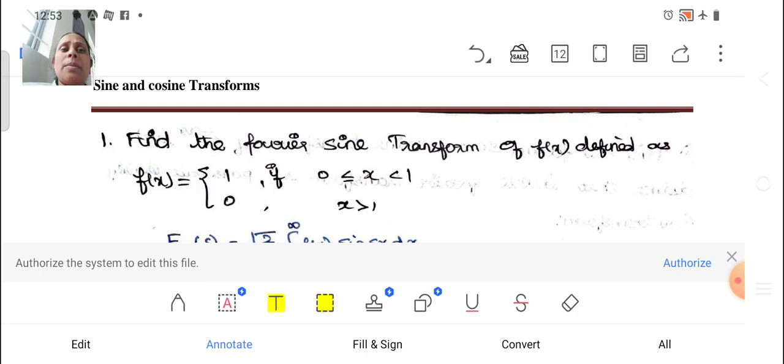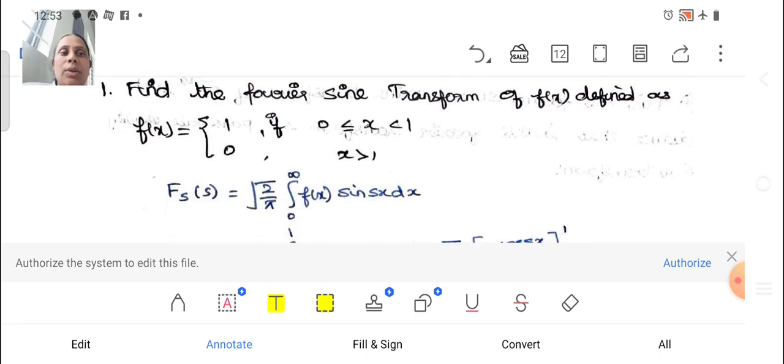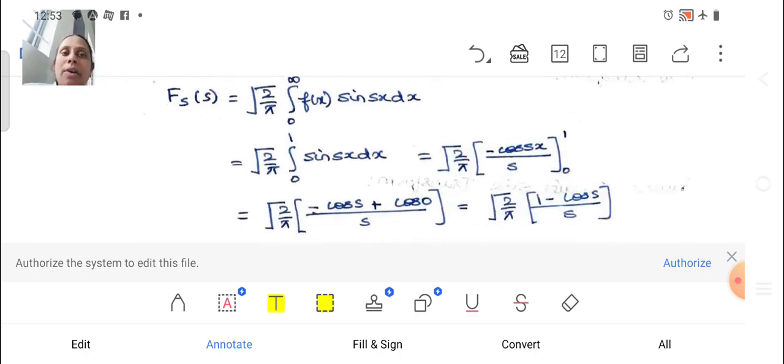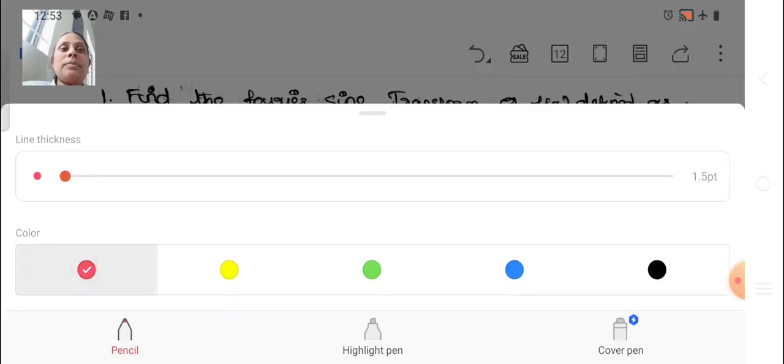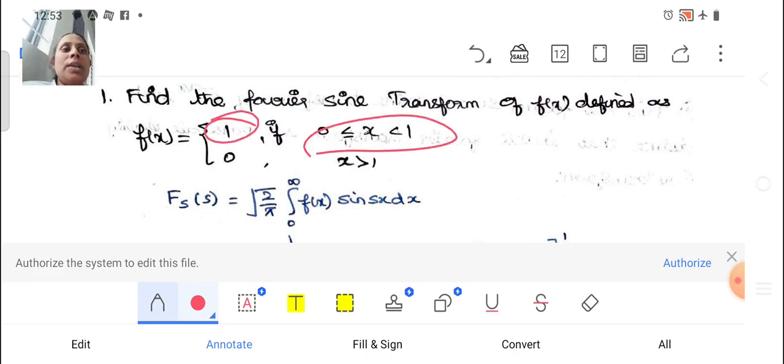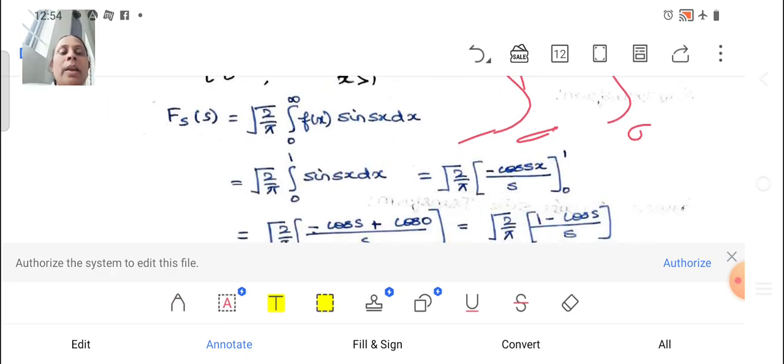Next we see some basic problems on the Fourier sine and cosine transforms. Find the Fourier sine transform of f of x, defined as f of x equal to 1 if 0 less than or equal to x less than 1, and 0 if x greater than 1. In this sine transform, Fs of s equal to root 2 by pi, integral 0 to infinity, f of x sine sx dx. Here f of x is 1 in the interval 0 to 1, so instead of 0 to infinity we replace the limits by 0 to 1. Understood?